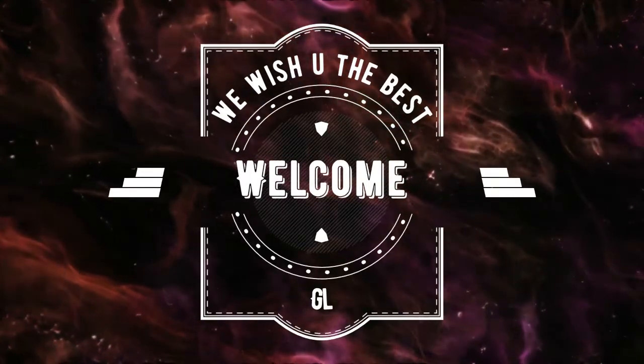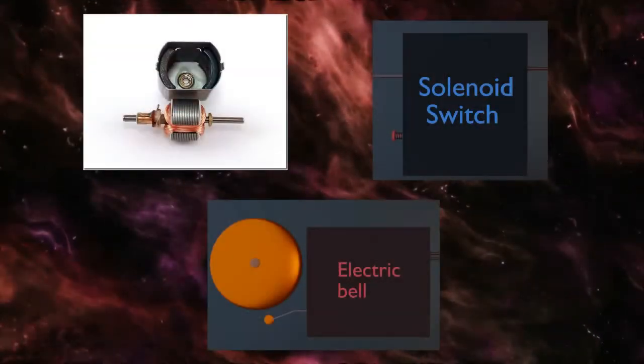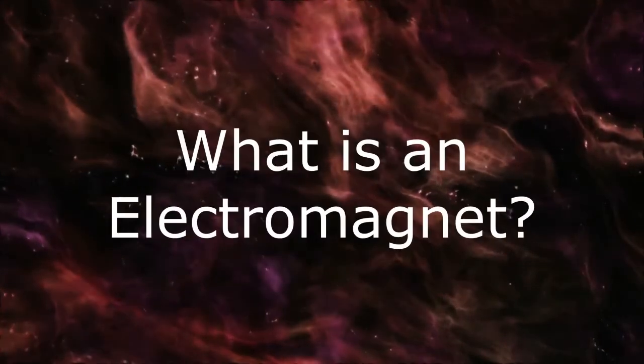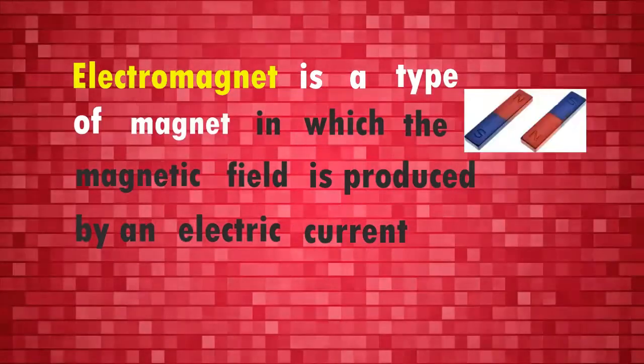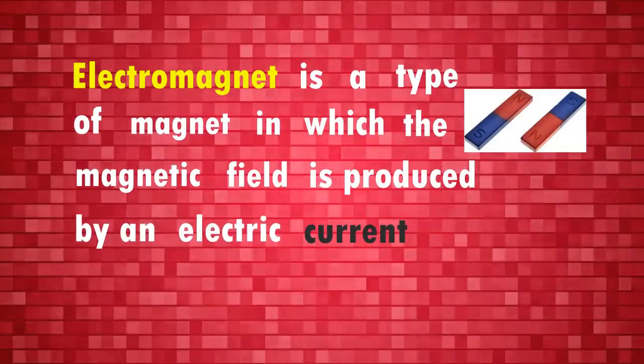In this video, me and my group will explain some electromagnetic devices. First of all, what is an electromagnet? An electromagnet is a type of magnet in which the magnetic field is produced by an electric current.